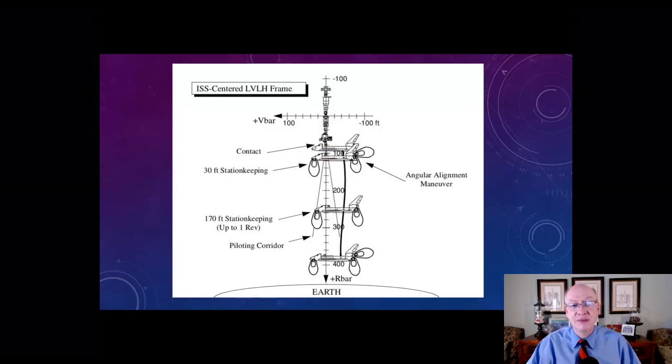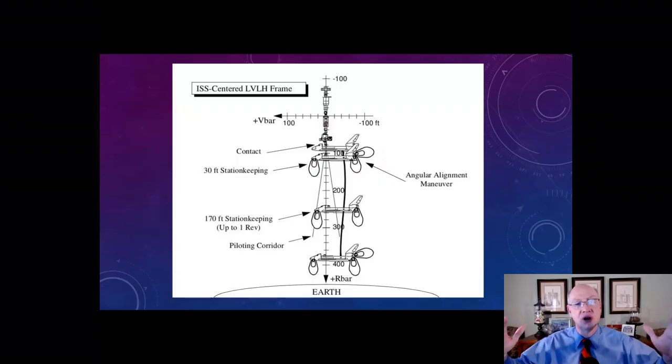The whole time, you'll notice the thrusters firing here. They can't fire the thrusters in the direction of the space station because the exhaust from these thrusters, as it impacts the giant solar arrays and other things on the space station, could damage them. So all the thrusting has to be done away from the space station.